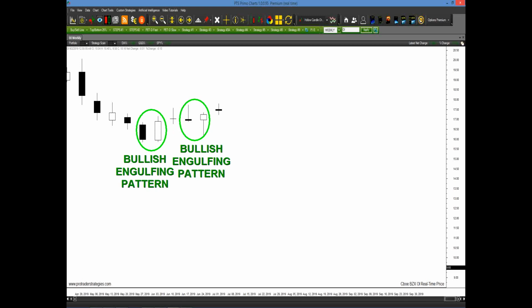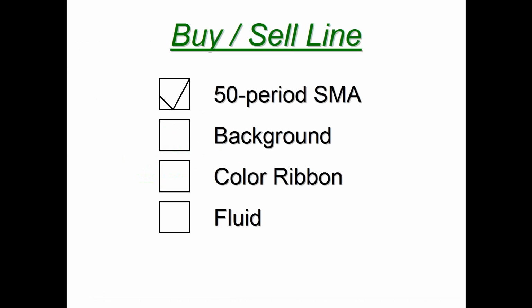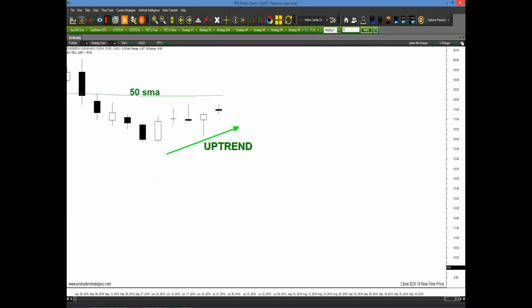But where is price in relation to the 50? Are we in an actual uptrend? Once we apply the buy-sell line, we see that no, we're not. We've had the majority of closes below the 50. So this is a selling opportunity. This is not an uptrend. This is a pullback in an overall downtrend. So you should be looking to sell, not to buy.